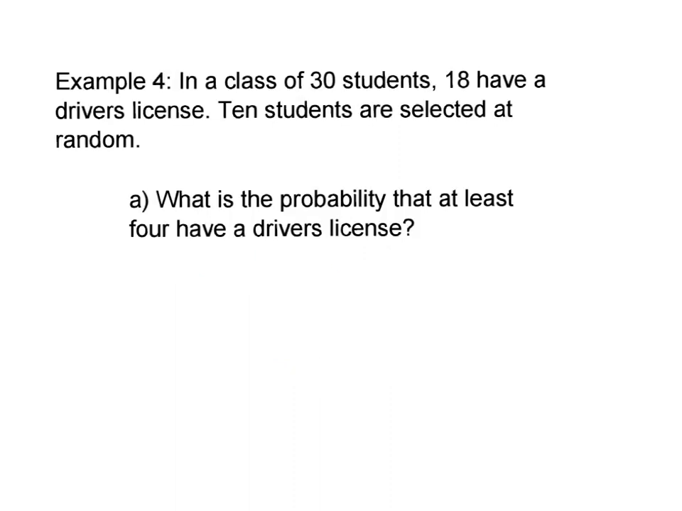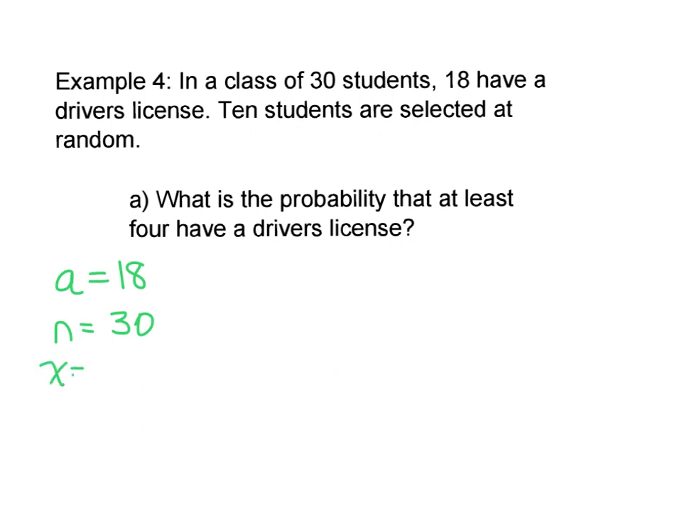And we'll just do one more example. So last one. In a class of 30 students, 18 have a driver's license. 10 students are selected at random, and we want to know the probability that at least 4 have a driver's license. So in this case, our A value is the number of successful outcomes. Success is having a driver's license, and there's 18 students who have one, so that's going to be A. N is the total population. There's 30 students total.